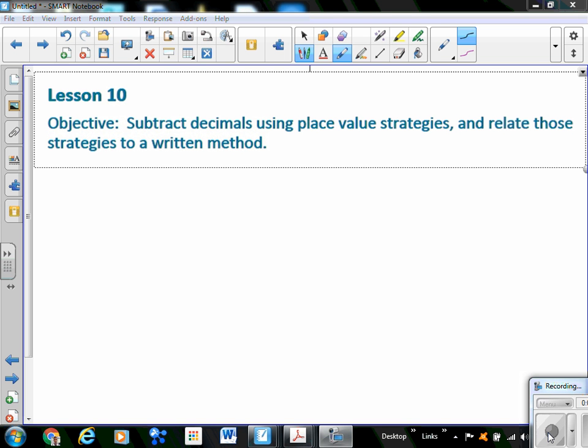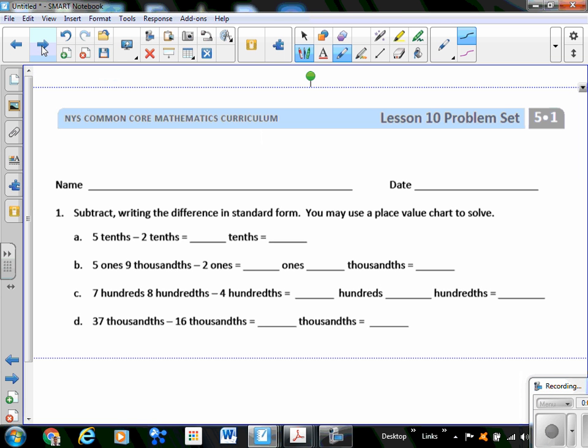Okay guys, tonight's lesson 10, the objective is going to be subtracting decimals using place value strategies and relate those strategies to a written method. First one on our problem set, we're going to subtract writing the difference in standard form. You may use a place value chart to solve. First one, 5/10 minus 2/10 is going to be 3/10, which equals decimal point 3 in standard form.